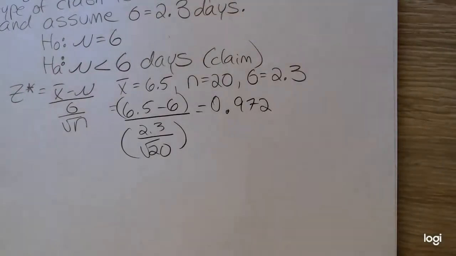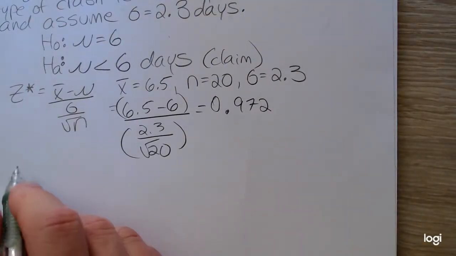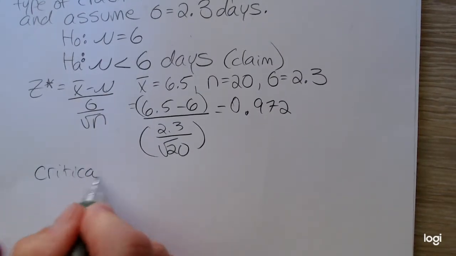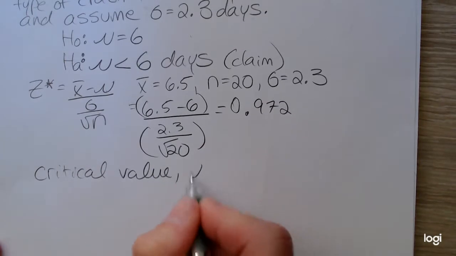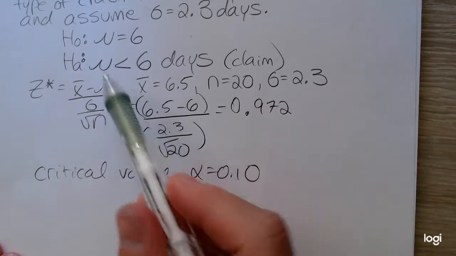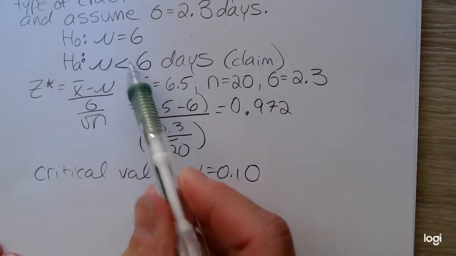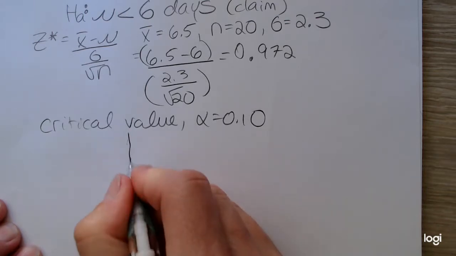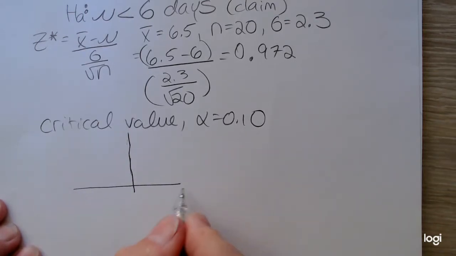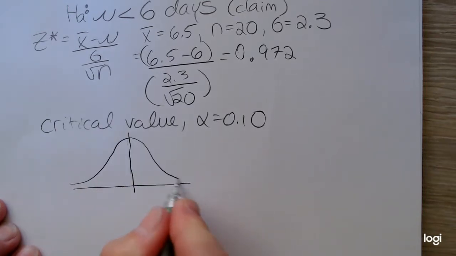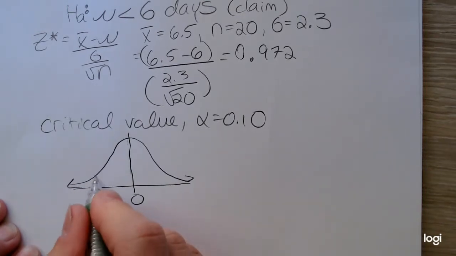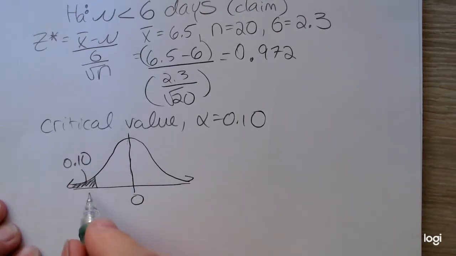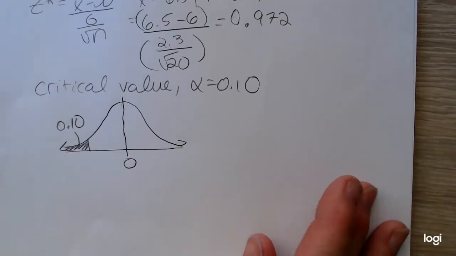Now I need to find the critical value using my level of significance of 0.10. Because this is a left tail test or a lower tail test, looking at the alternative, I will have 0.1 amount of area in my lower tail. This is an area or a probability. And I need to find the critical value, which will be a z-score.